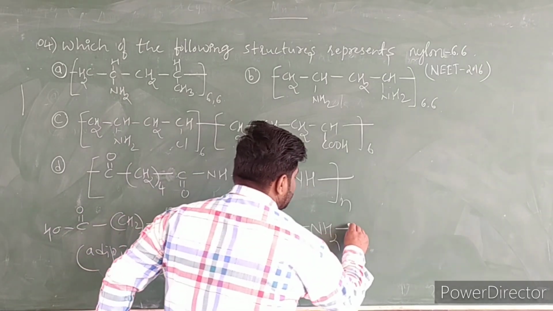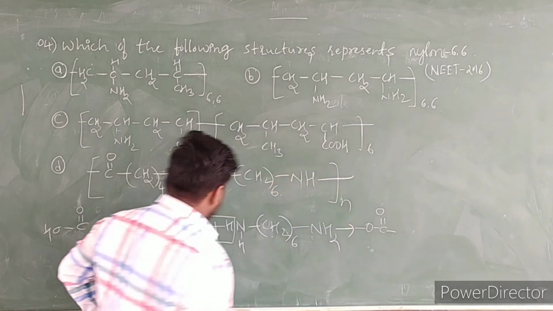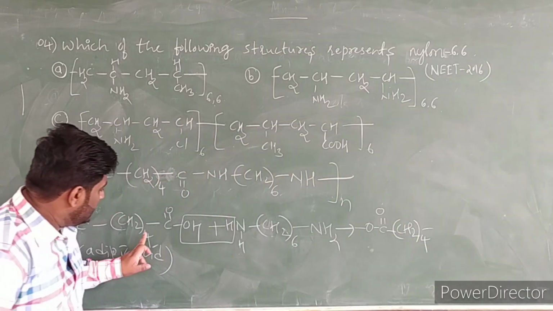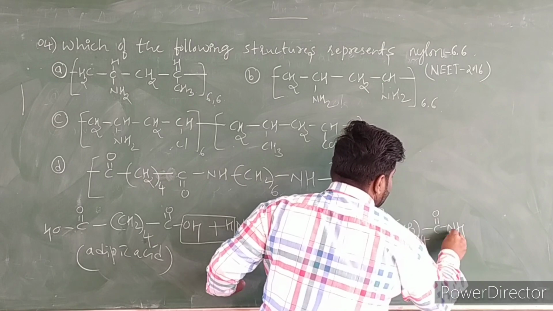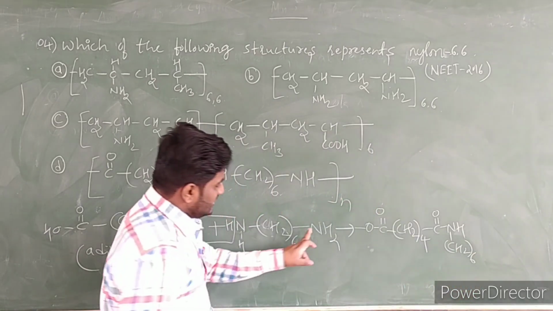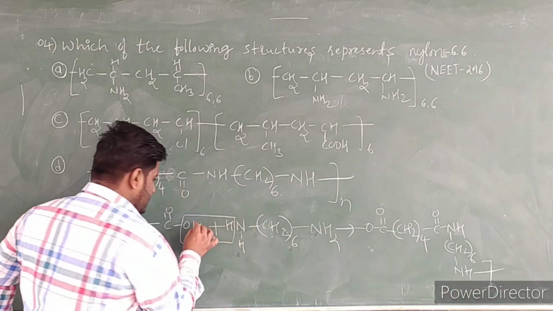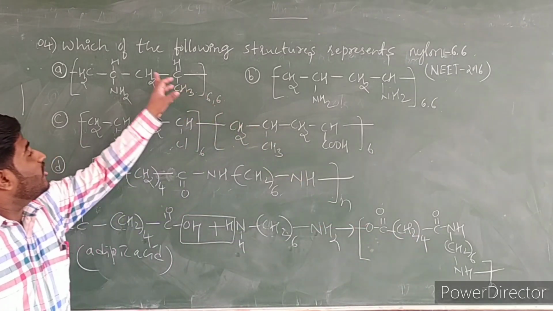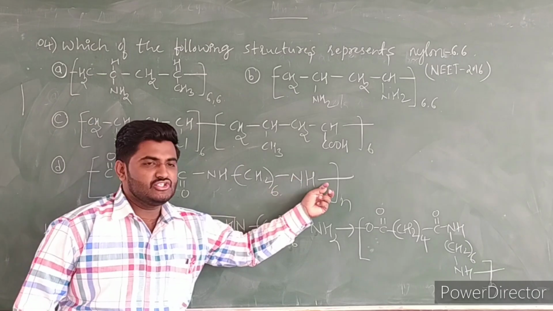So finally, what are we getting? See, guys, you write this: OC, single bond, CH2 4 times. Next, CO is there. Write CONH. Then CH2 6 times. And lastly, NH. It will continue, with n number of units. So which structure has it? If you check all the options, it is this one: CO, CH2, CO, NH, CH2, NH, like that continuing.